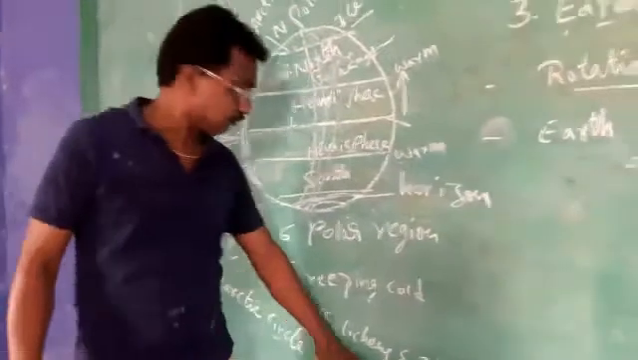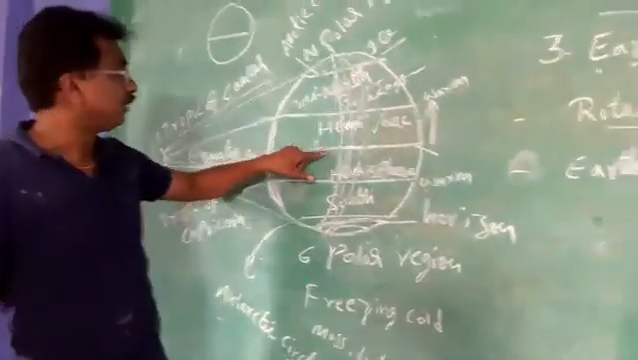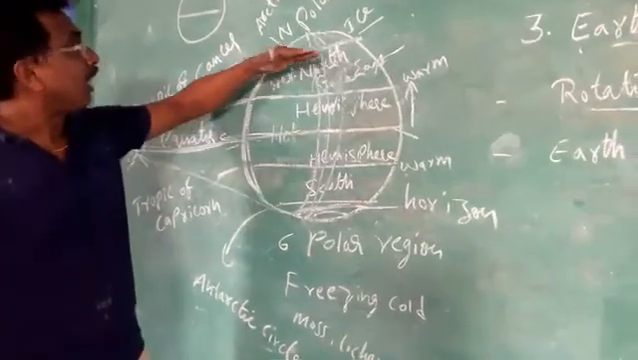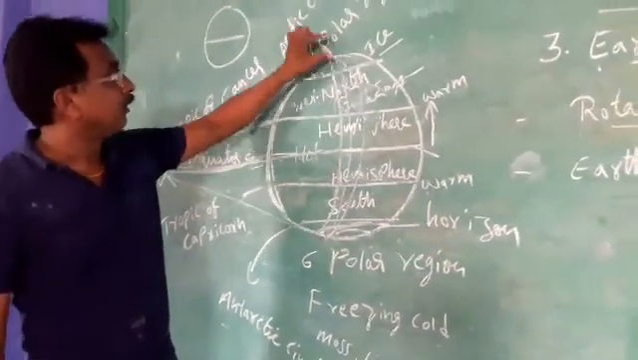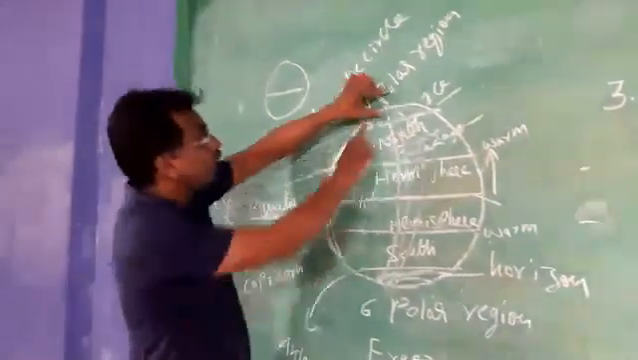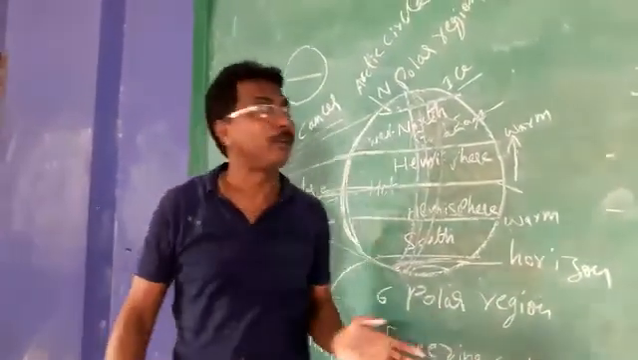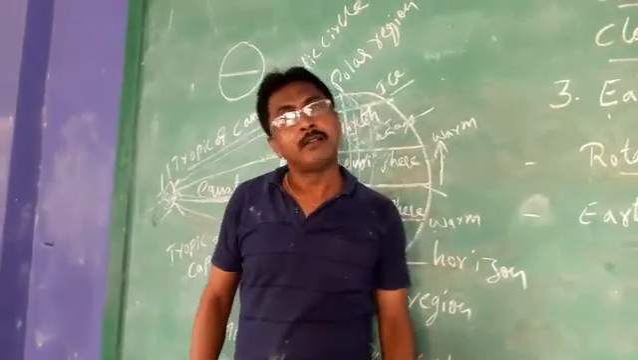Okay, with this, once again I'm telling you: the equatorial region, the Tropic of Cancer, the Tropic of Capricorn, the Arctic Circle, the Antarctic Circle, the North Pole and the South Pole. The North Pole and South Pole will be ice because sun rays will not fall. With this, we have completed our third lesson. Okay, thank you.